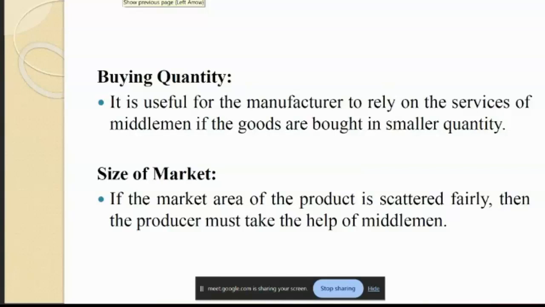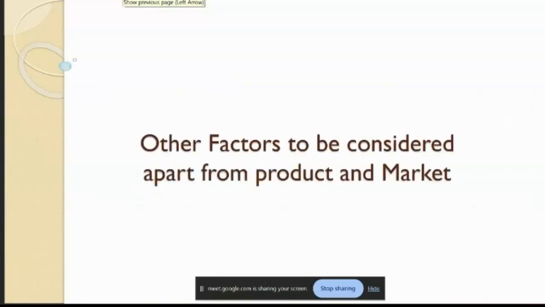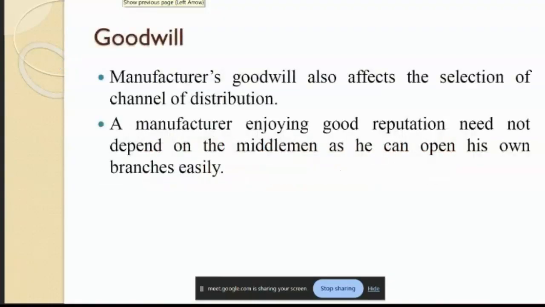Size of the market. So if the market is big or it is scattered, use middlemen. If it is not scattered, very focused, then do not use middlemen. What are the other factors apart from product and market? So there are certain factors. Let's talk about that. First is goodwill.